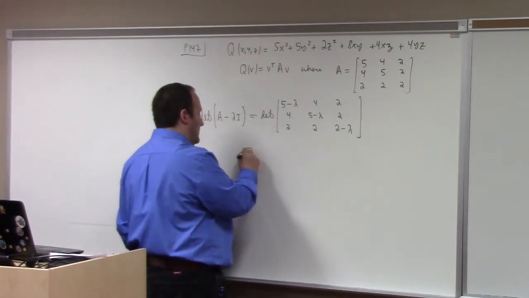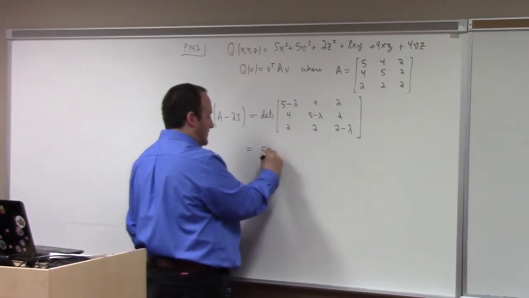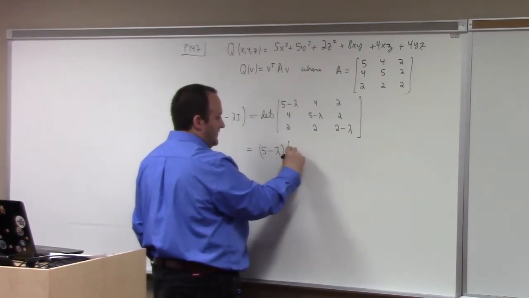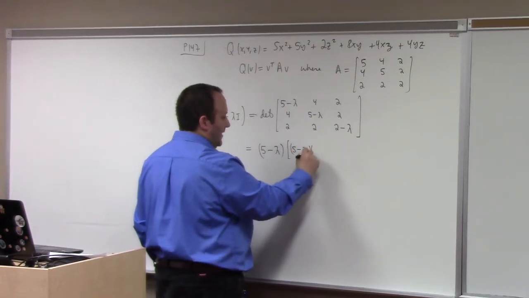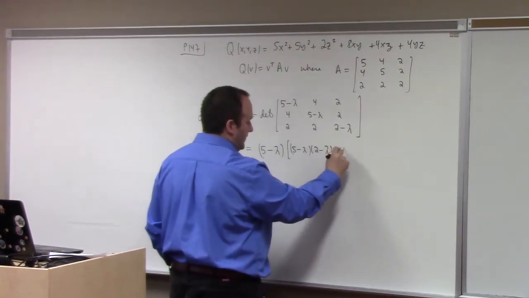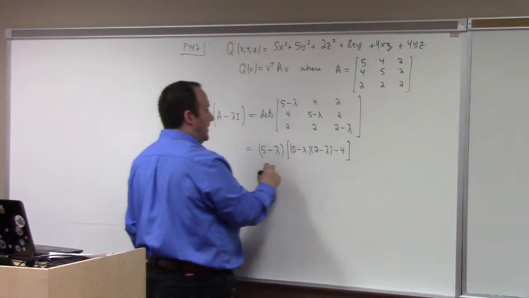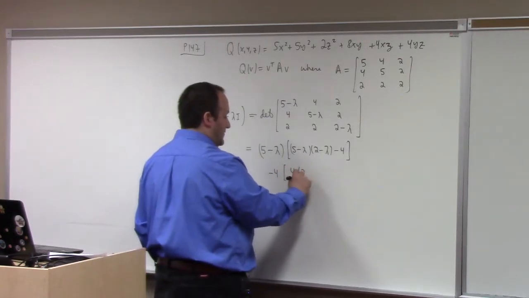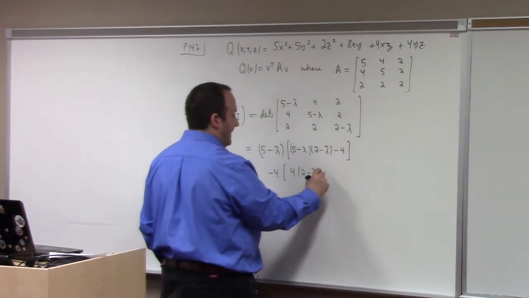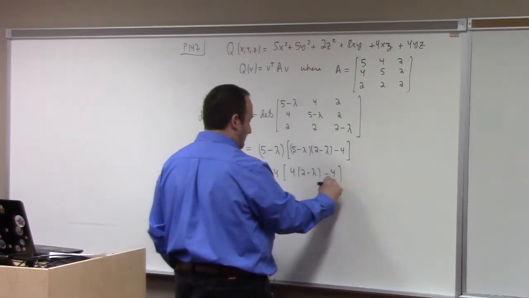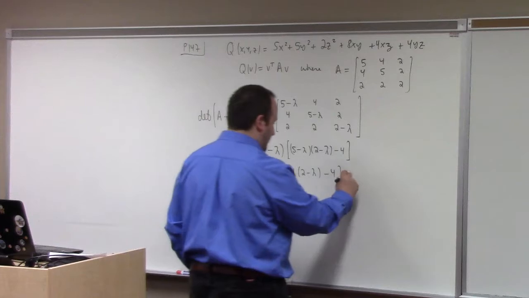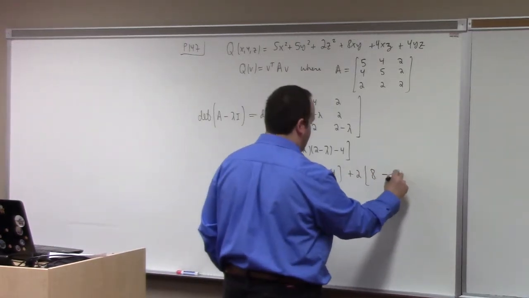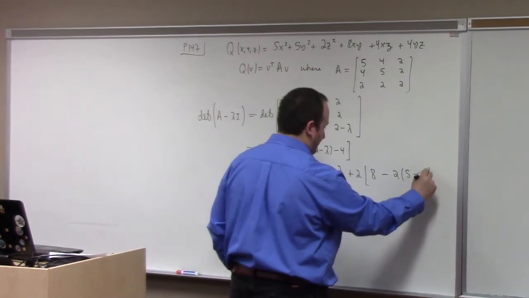Sorry, thinking of tricks, but nothing pops out at me. (5 minus lambda) times (5 minus lambda) times (2 minus lambda) minus 4, minus 4 times 4 times (2 minus lambda), minus 4, plus 2 times 8 minus 2 times (5 minus lambda).